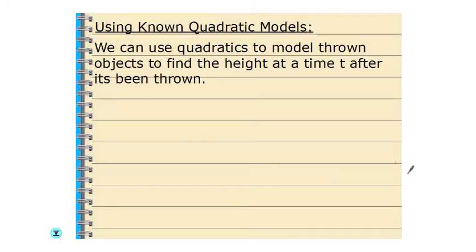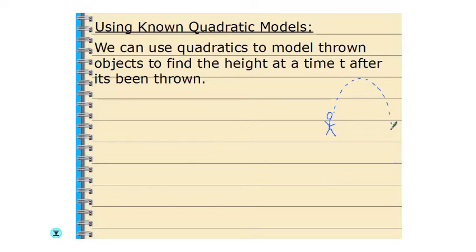Okay, so now we're going to talk about how to use known quadratic models to find the height of an object after it's been thrown. So if you throw something, so here's you, and you throw something, let's give you 2 legs, it travels in the shape of a parabola. So like if you throw a basketball or anything like that, that's how it moves.